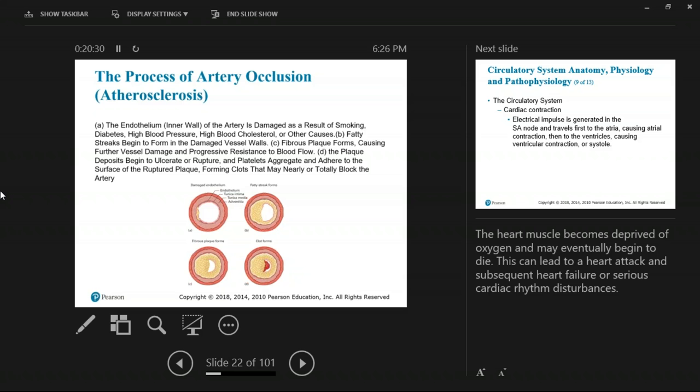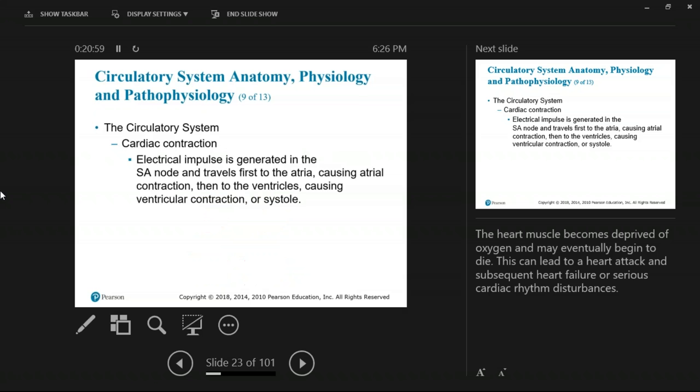The one on D with the red in the center: a piece of the plaque, that yellowish stuff, broke off and sent the signal to the body, we need to clot, we have an injury. So that's why you get that blood clot forming there. So every myocardial infarction is a blood clot, and it's usually due to a rupture of plaque inside the coronary vessel.